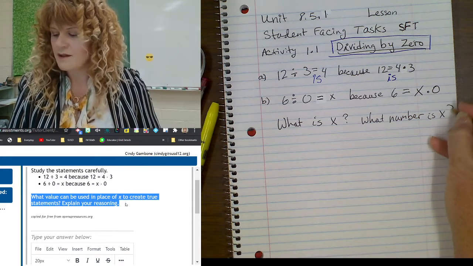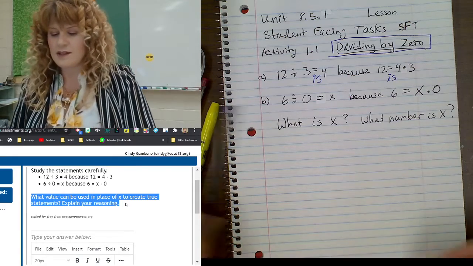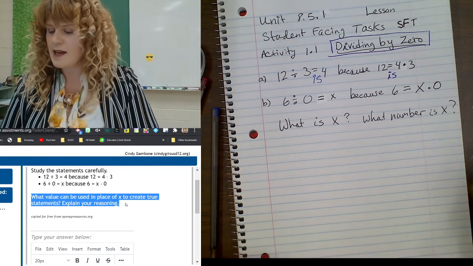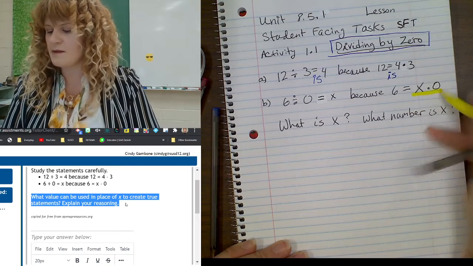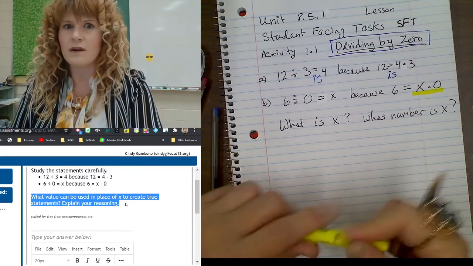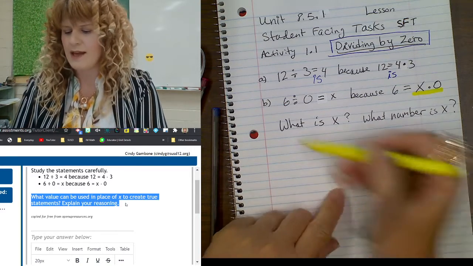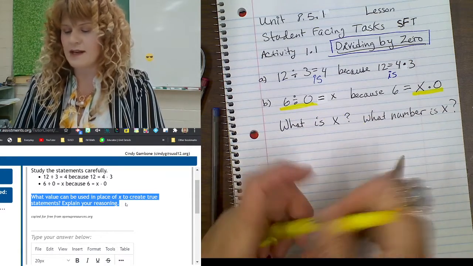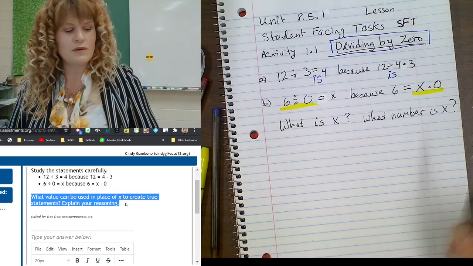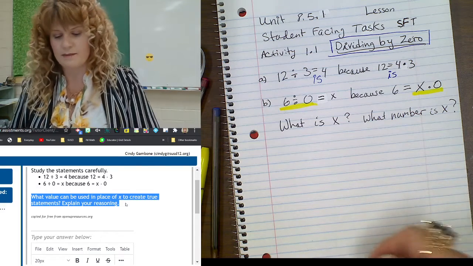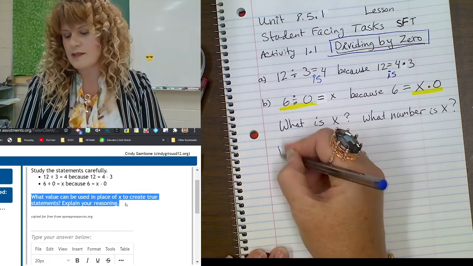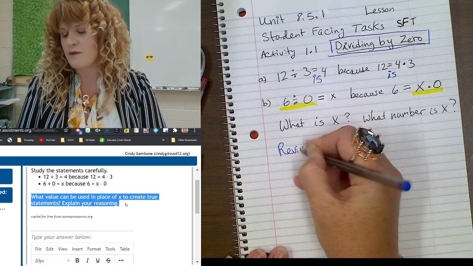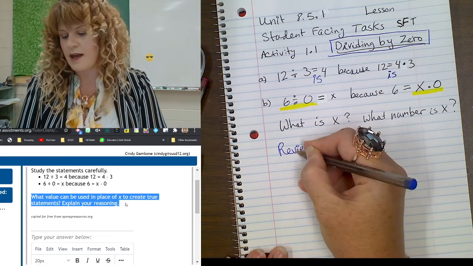Okay, well, this one is tricky, isn't it? It says x times 0 equals 6. Uh-oh. And 6 divided by 0 equals x. Okay, I'm going to teach you 2 review items. This hopefully is a review, but if it's not a review, make sure you write this down, okay?